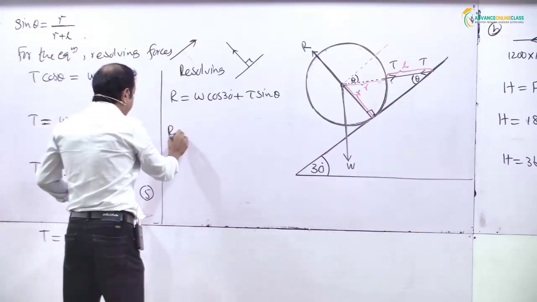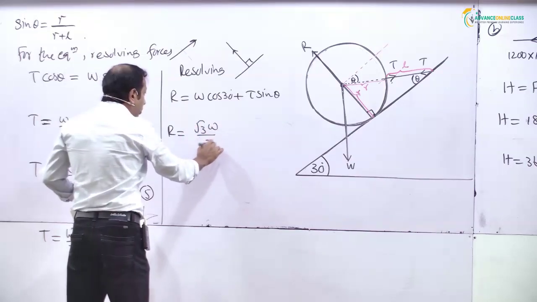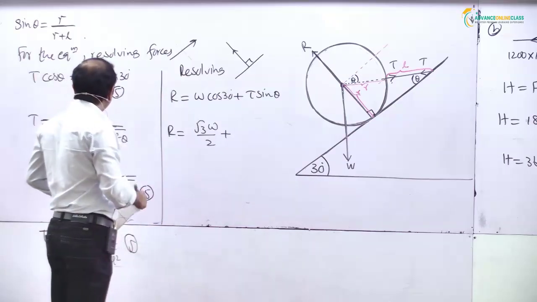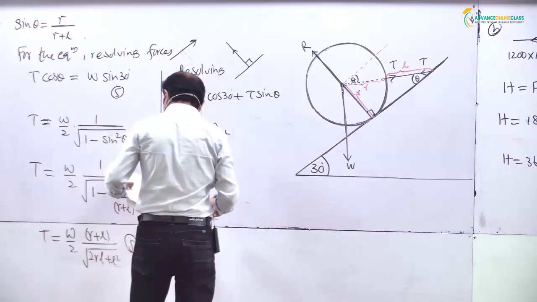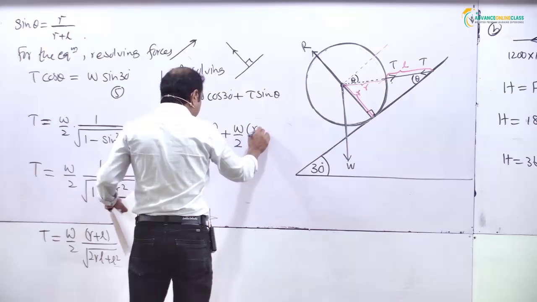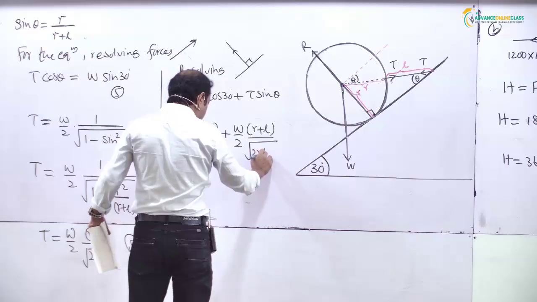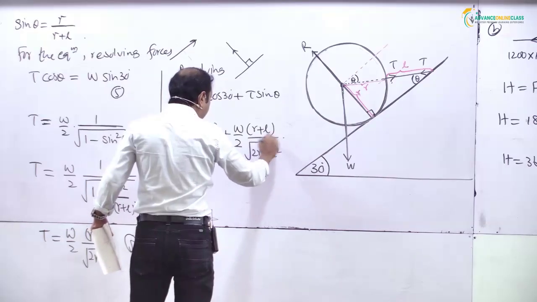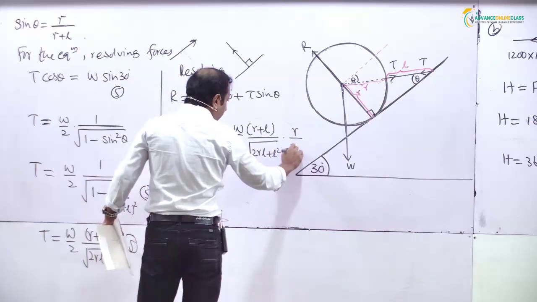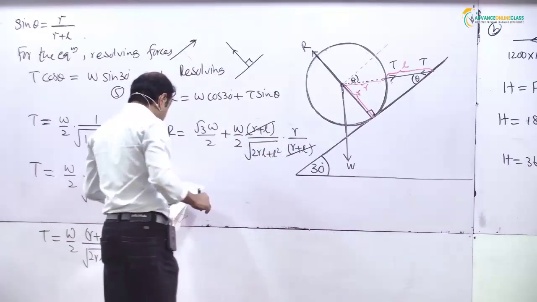W cos 30, root 3 by 2. Root 3 W by 2. T sin theta: T is this answer, W by 2 into R plus L divided by the square root of 2RL plus L squared, times sin theta. We know sin theta is R over R plus L. This and this we can cancel down.